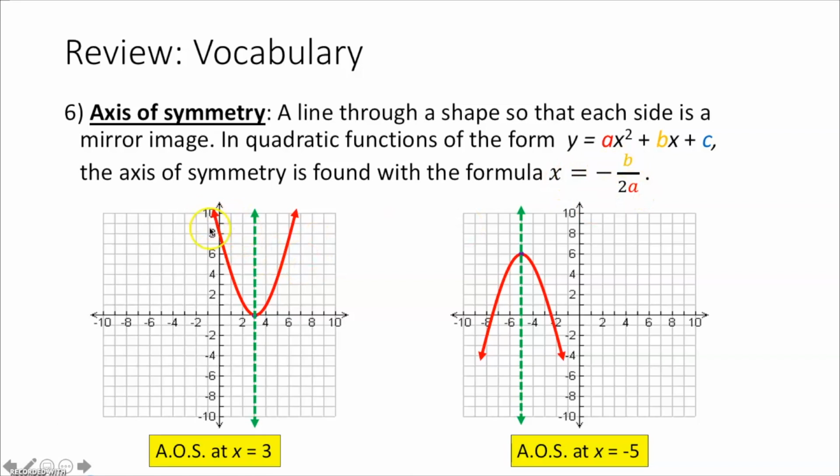So in this case, if you were to do x equals -b over 2a for your parabola here in red, you would end up getting x is equal to 3. And that's the vertical line, x equals 3, that cuts your parabola in half. Same thing over here. If you were to do that for your parabola in red, you'd end up getting x is equal to -5, which is a vertical line at x equals -5, which cuts your parabola in half.